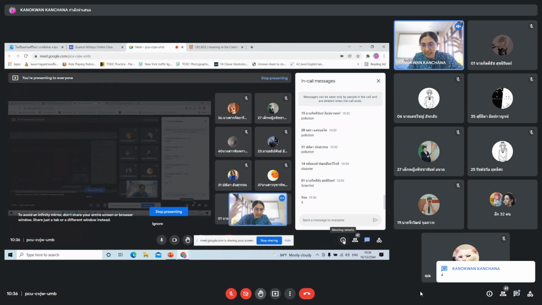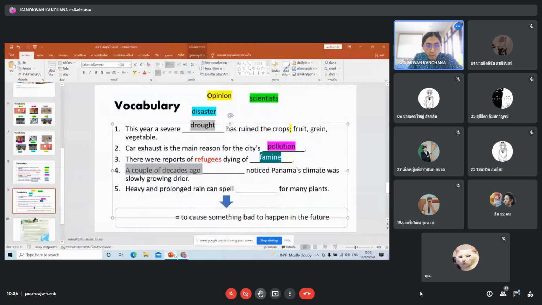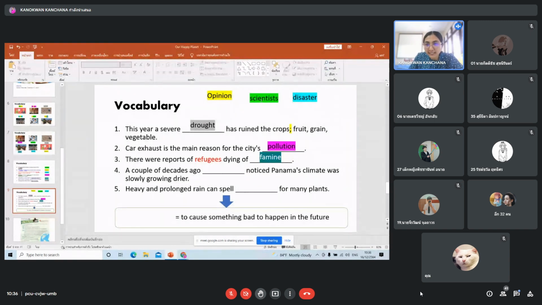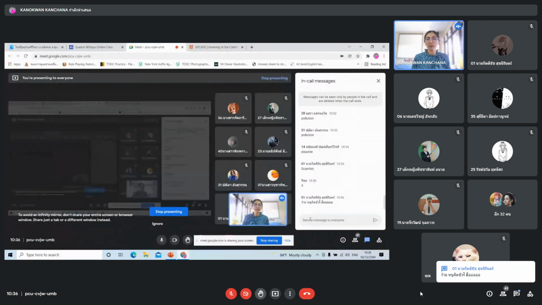So please, Kittinan and Chananpong, for number 4, what is your answer? A couple of decades ago, blank noticed Panama's climate was slowly growing drier. So notice here, that means the thing that is missing here should be the name of the group of people. The name of the group of people. So that is opinion, scientist, or disaster. Name of group of people.